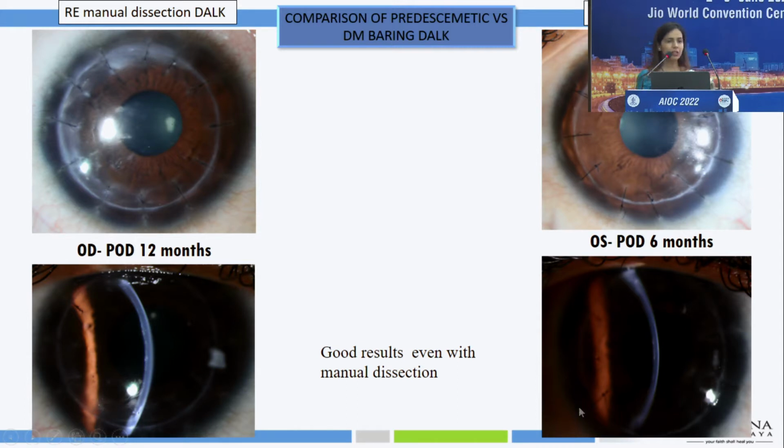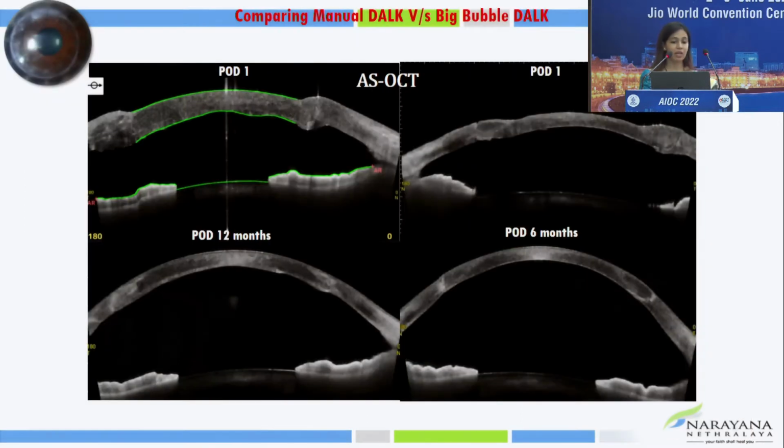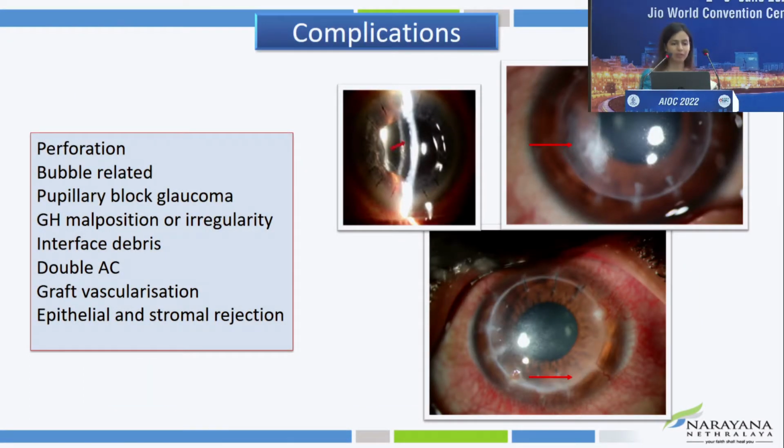So just in case we've done a manual DALK, it does not really mean anything. Very good results even with manual DALK over time. It's just that the big bubble DALK has extremely good early results, and I'm sure Dr. Rishi would be covering that. It's not that DALK does not have complications. There are certain complications that we have to keep in mind to try and prevent, and especially many of them have a lot of allergy, especially the ectasias, so you can have surface issues which you need to deal with.